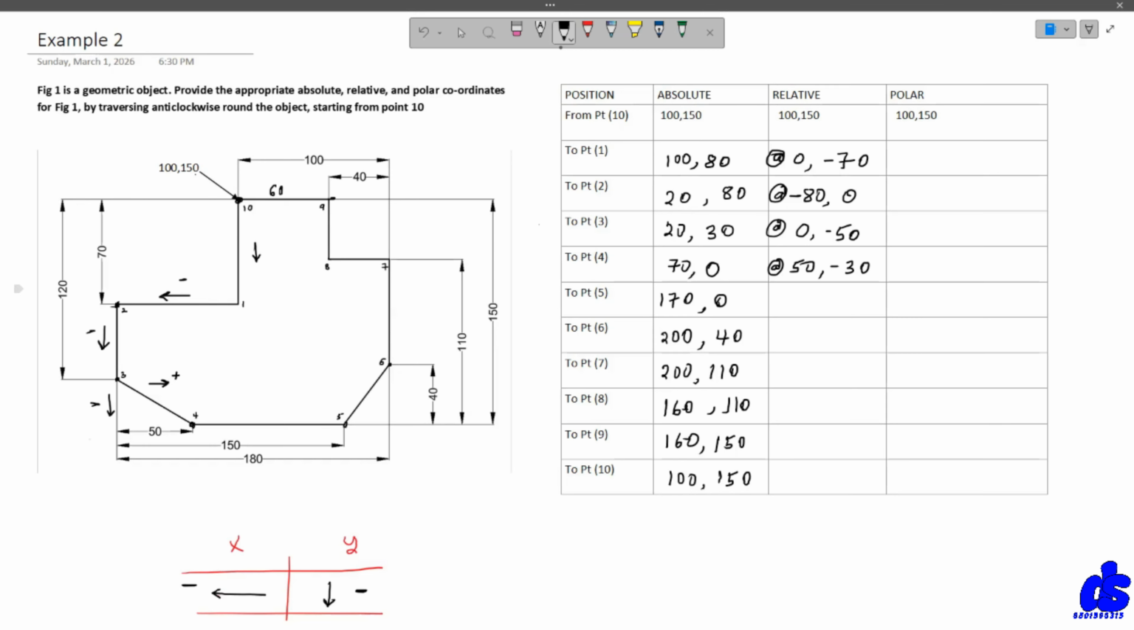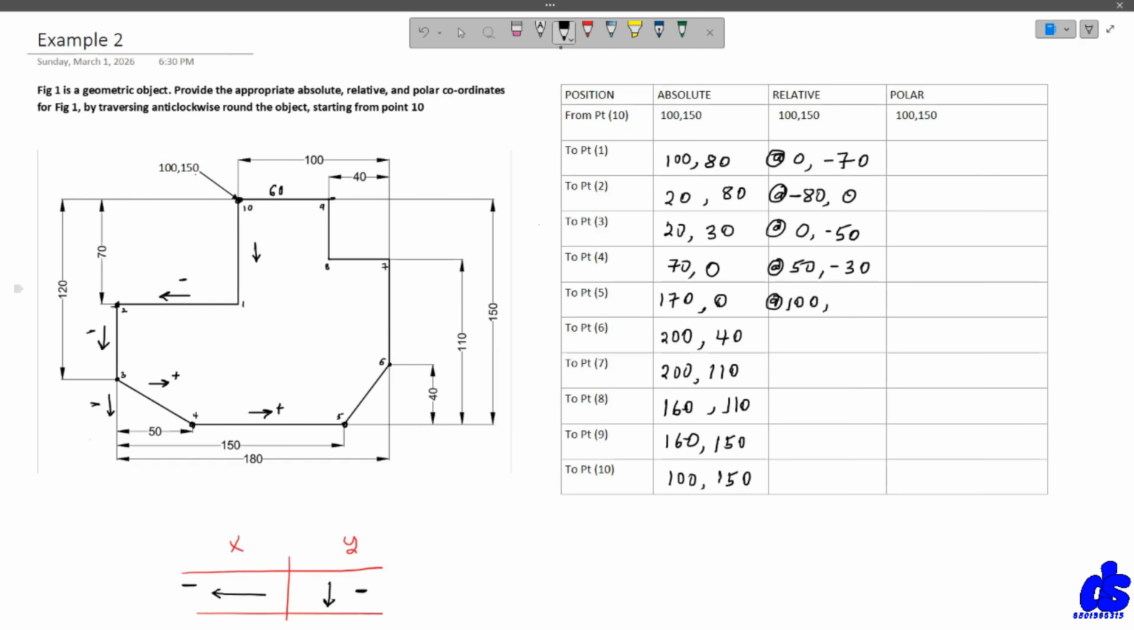Let's come to point 5. For point 5, let's check if there's any change in x. Yes, there's a change in x. And by how much is it changing? The entire distance is 150. This is 50, so meaning it's changing by 100, but then it's going on the right side, so it is positive. So it's going to be positive 100.